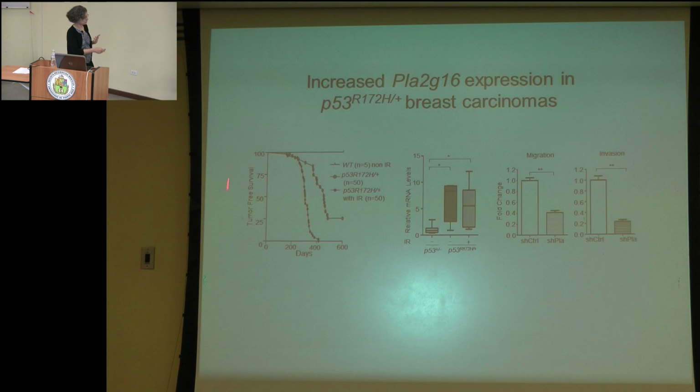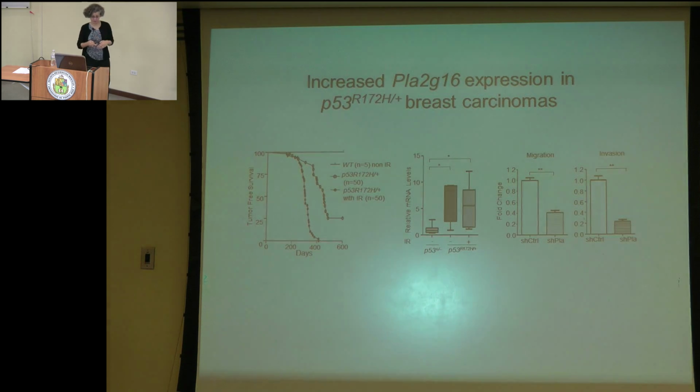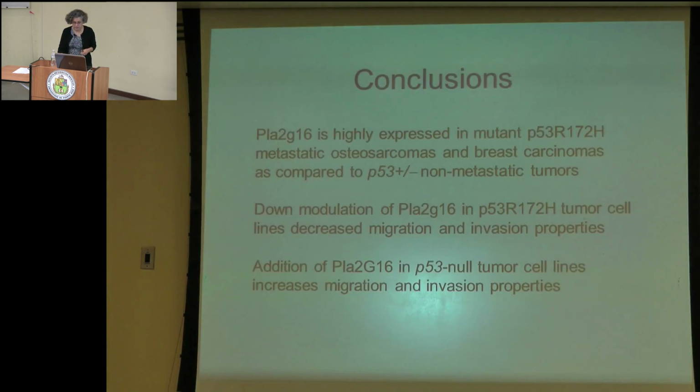Okay, so then we have these breast tumors, and we looked at PLA2G16 expression, and you can see here that they express very high levels of PLA2G16. And again, in these tumors, if you down modulate PLA2G16, you inhibit the migration and invasion potential, okay? So I think that this is my last slide, yeah.